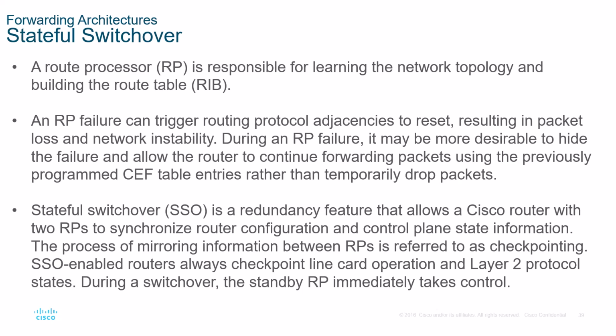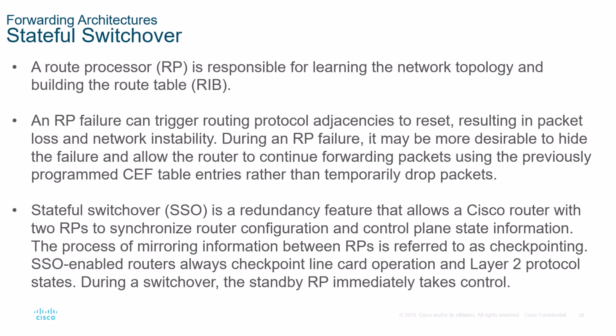So during an RP failure, it may be more desirable to hide a failing network or router than to continue forwarding packets using other alternatives. Essentially, if the router is having issues, it's better to hide it till stability returns and then you can use it. This is known as stateful switchover, SSO.